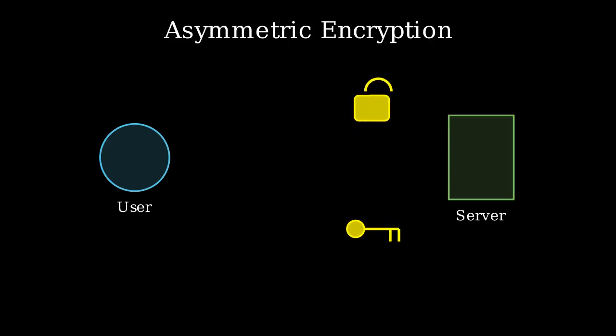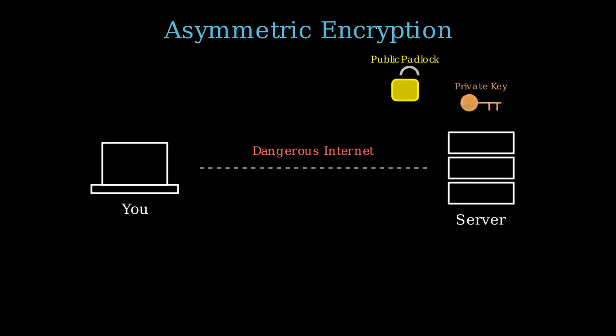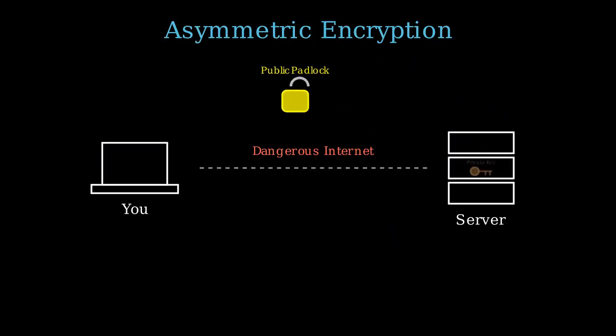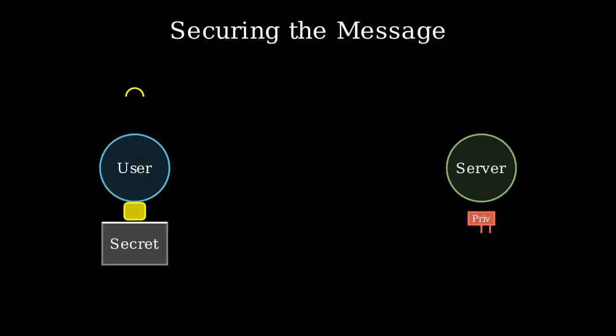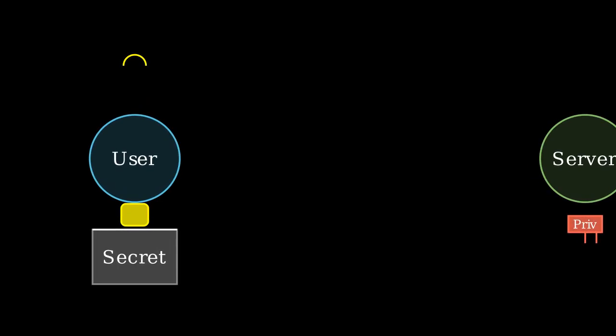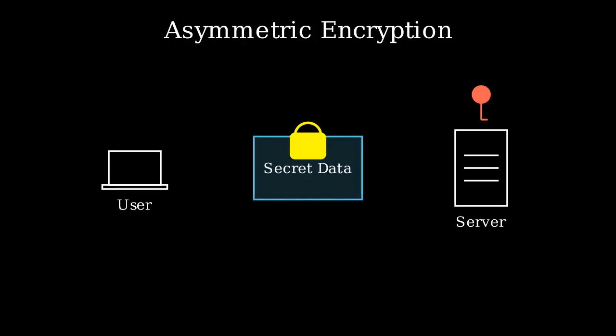Here is how it works. Instead of a shared password, the server generates two things: an open padlock and a key. The server keeps the key safe and sends the open padlock across the dangerous internet to you. You take your secret, put it in a box, and snap the server's padlock shut. Here's the magic part. Once it clicks shut, even you cannot open it back up.